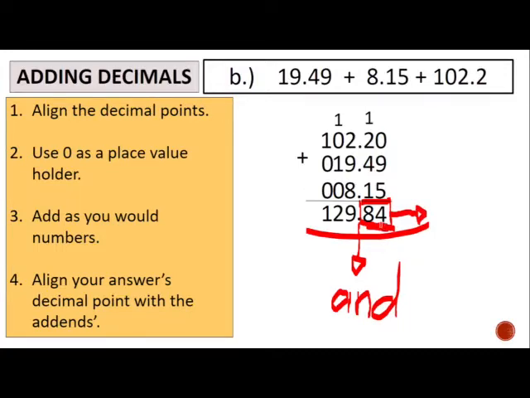Ano ba yung place value ng mga decimals natin? Where do they start? They start with tenths, then hundredths, thousandths. You know the pattern now. So on and so forth. There we have it. 129 and 84. 84 what? What's the place value of the last digit, which is 4? It's hundredths. So this is read now as 129 and 84 hundredths.